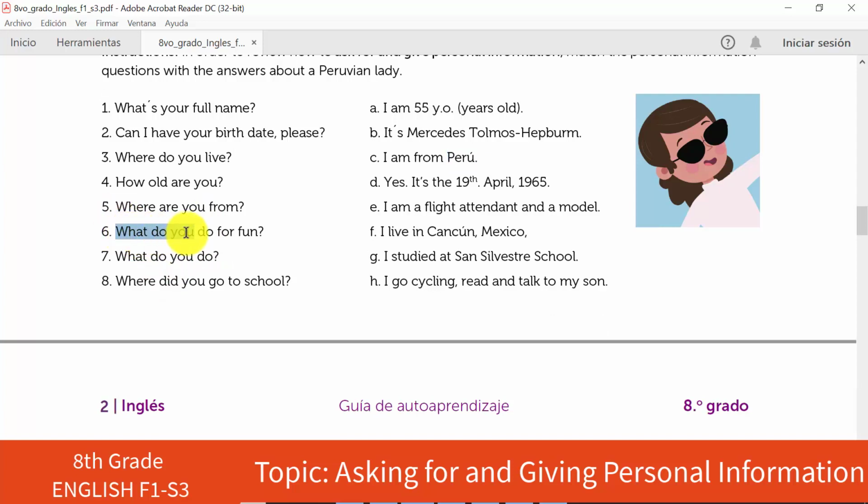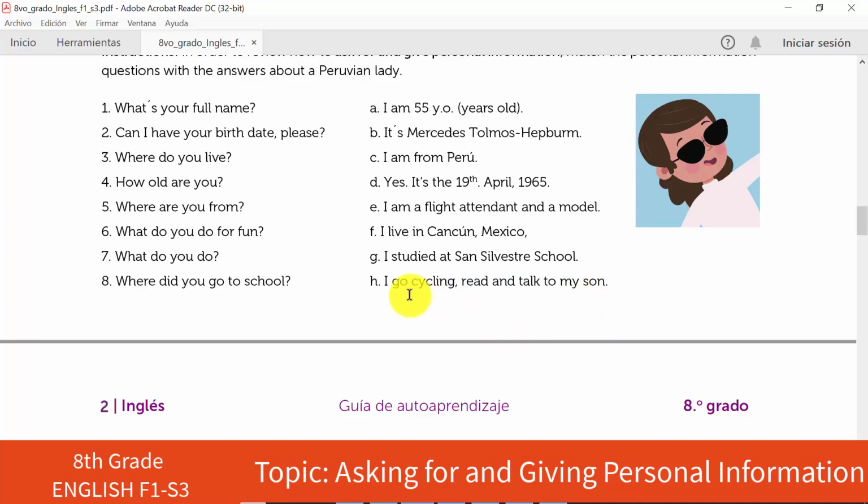Next, what do you do for fun? ¿Qué haces para divertirte? What do you do for fun? I go cycling, read and talk to my son.